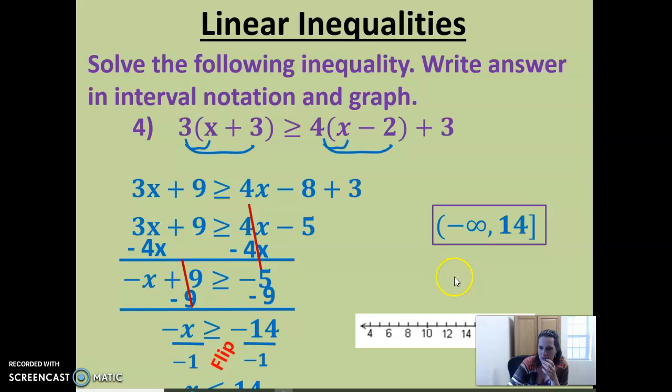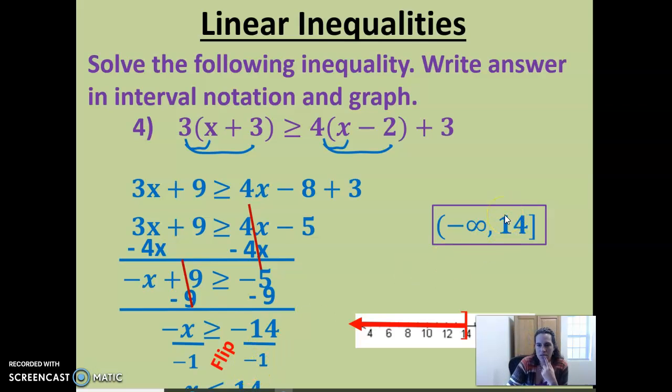So, graphing, interval notation, we've got to shade everything less than or equal to 14. So we're going to put a bracket on the 14 and shade everything to the left. We have flipped that inequality, right? It was a greater than or equal to, it's now a less than or equal to because we divided by the negative 1.